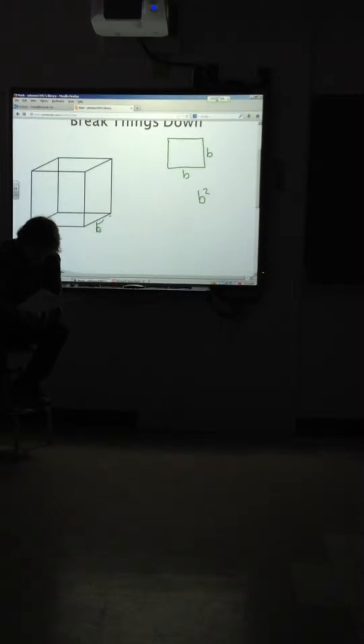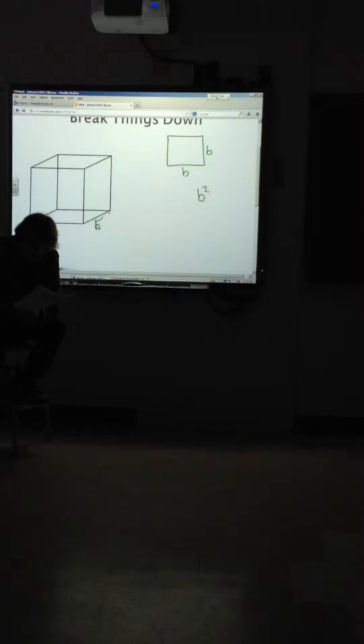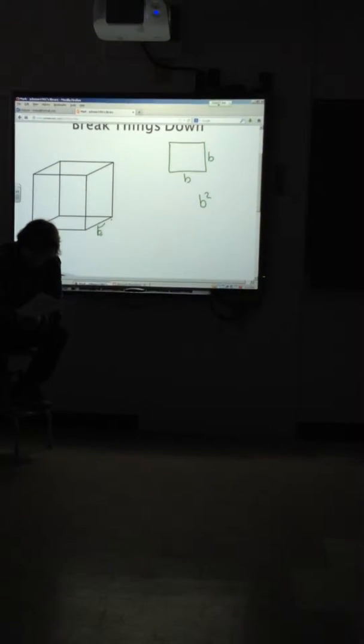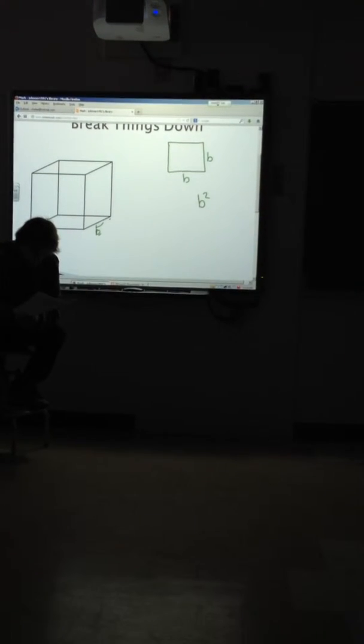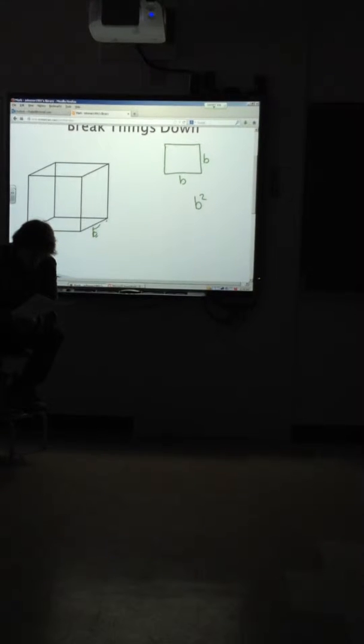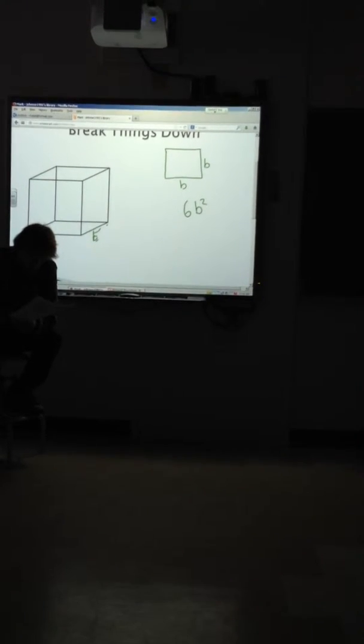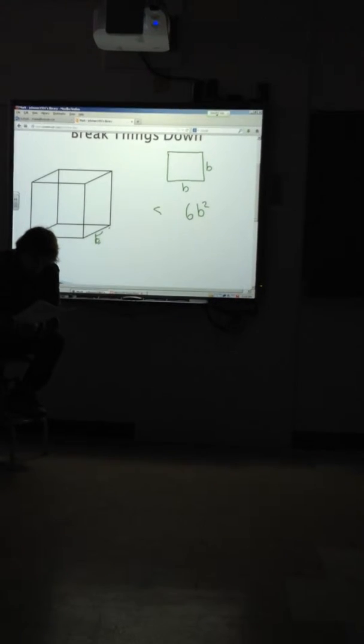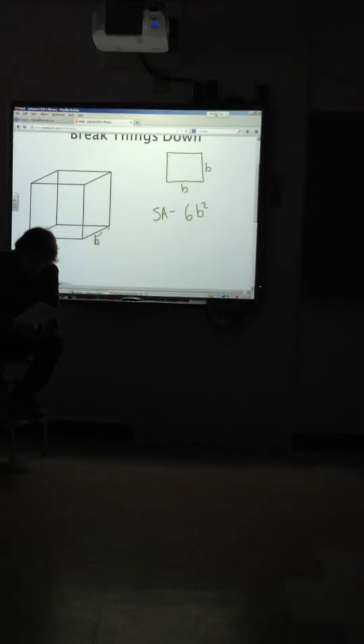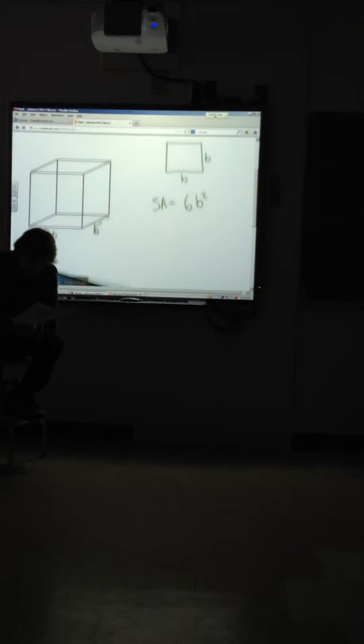Now, how many times do you have B squared? 6. Alright, so what would we have here at the end? Okay, good. Alright, so that's what we could use. So the surface area of this cube would be equal to 6B squared.